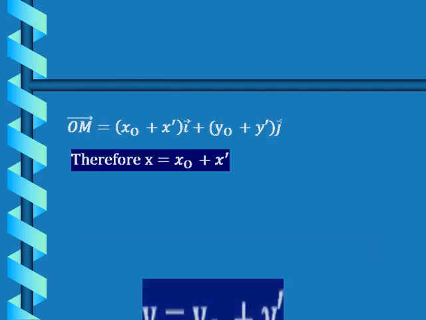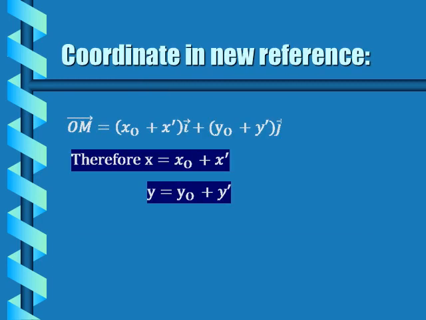Coordinates in a new system. OM equals (xO plus x prime) along i plus (yO plus y prime) along j. So the new coordinate: x equals xO plus x prime, where x prime is the new coordinate. y equals yO plus y prime, where y prime is the new coordinate. O is the new center.